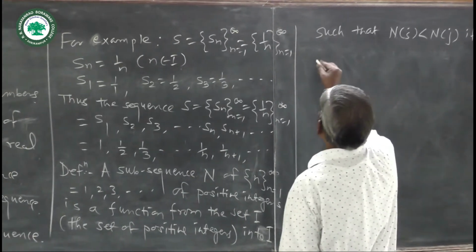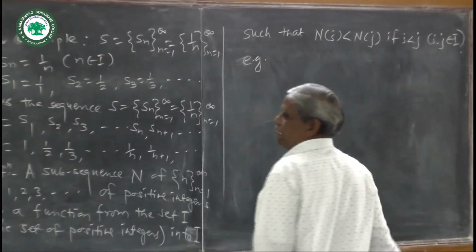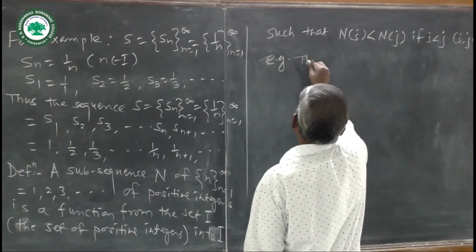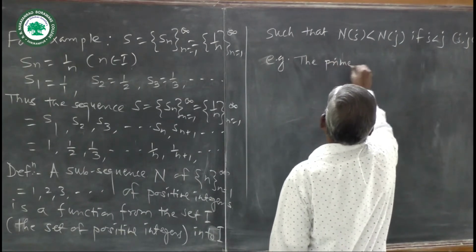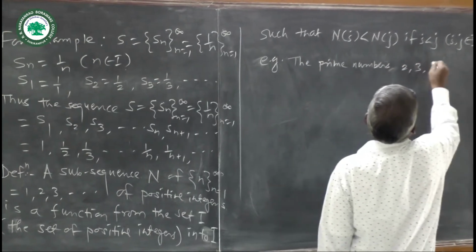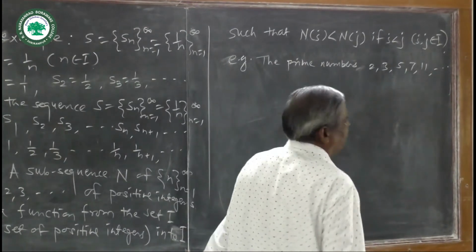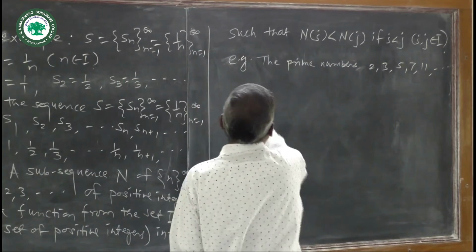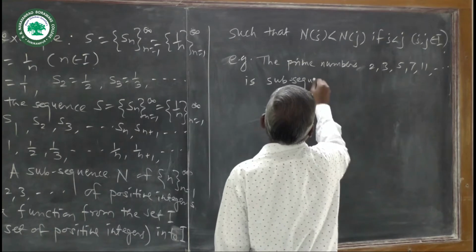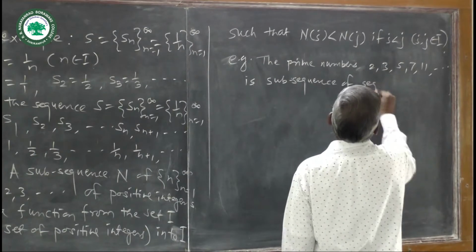For example, the set of the prime numbers 2, 3, 5, 7, 11 and so on is subsequence of sequence of positive integers.